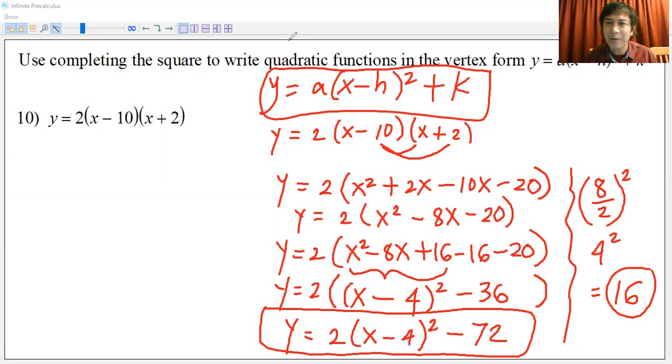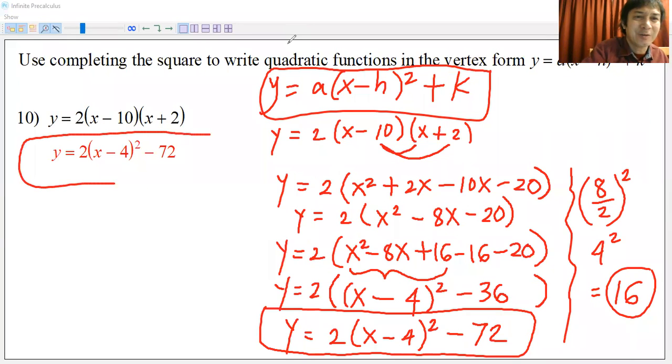Let us check the answer. So 2 times x minus 4 squared minus 72. So that's it over there. This must be the right vertex form. So what is our h there? The k is a negative 72. All right, so let's continue with the next. Let's continue with number 11.